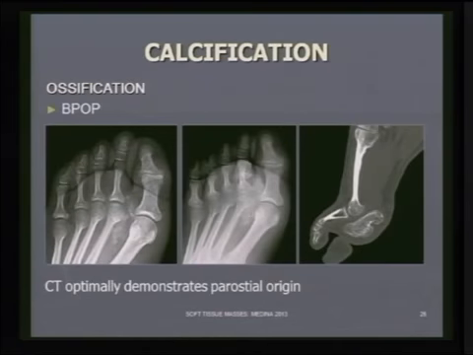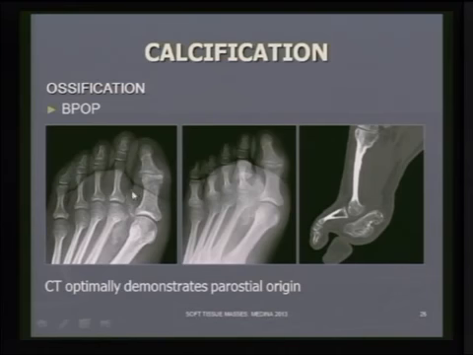Another lesion which can ossify is this condition usually occurring in the hands and feet, bizarre parosteal osteochondromatous proliferation, BPOP, which we call it for short. This is a patient, the forefoot imaged approximately 10 months apart.